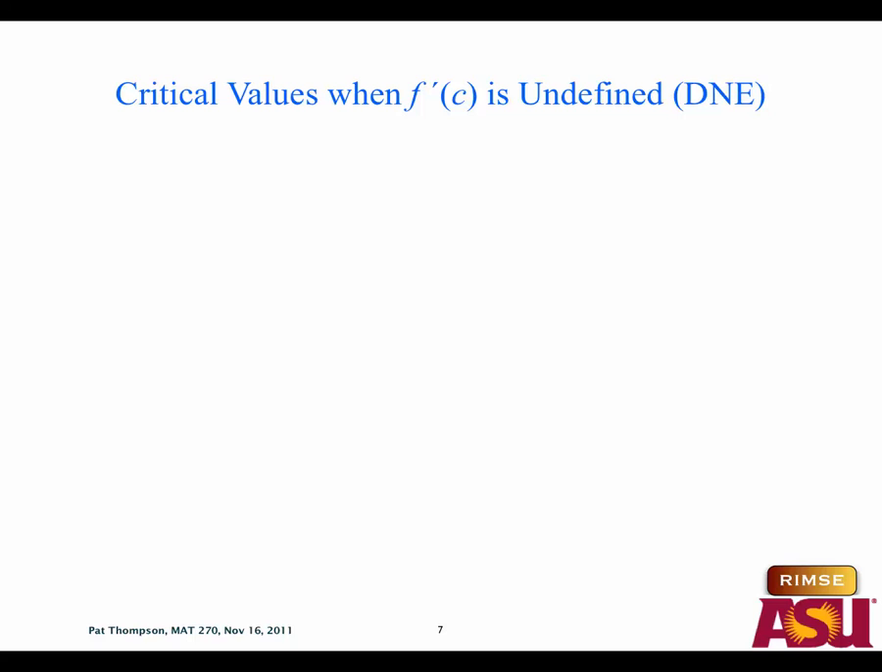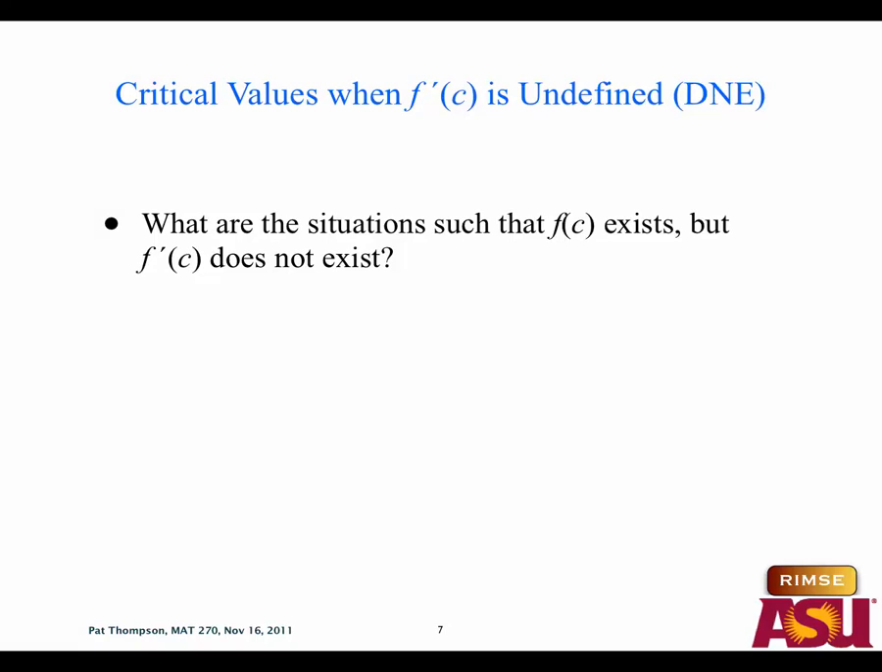Okay, so then the other way that you could have a critical value is if the first derivative is undefined. DNE, does not exist. So you can say undefined or does not exist. And so there are two situations where the function exists, but the derivative does not. Anybody know what one of those is? Yeah, so he's showing a corner point.